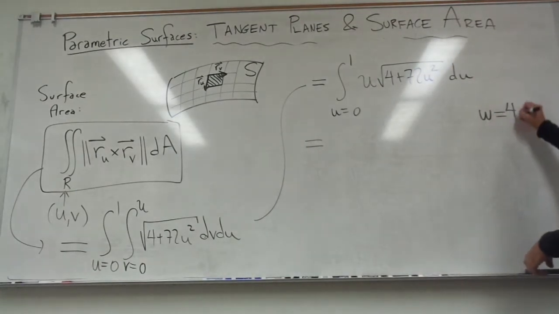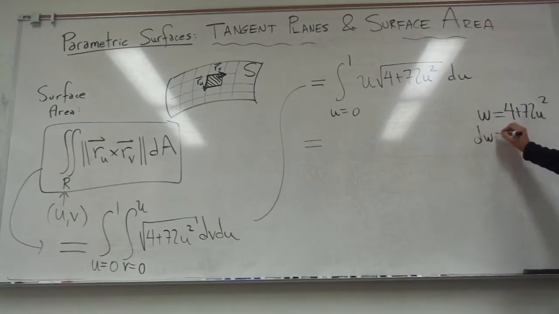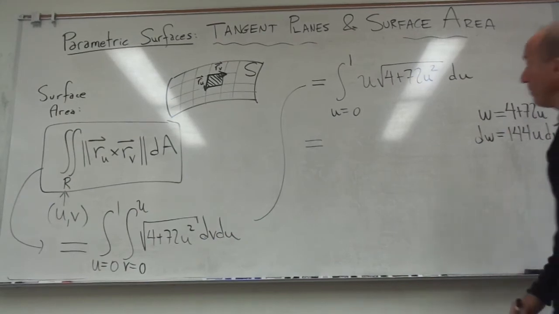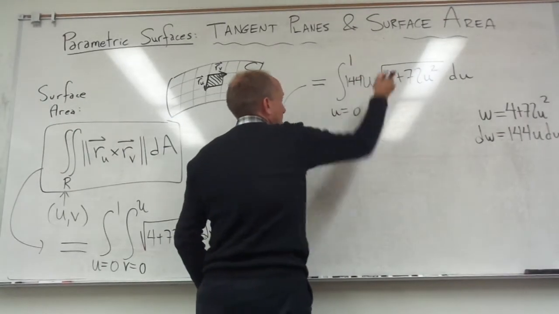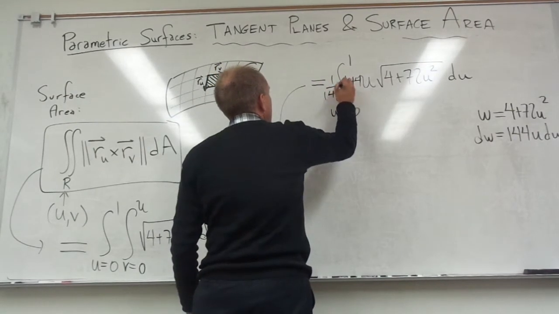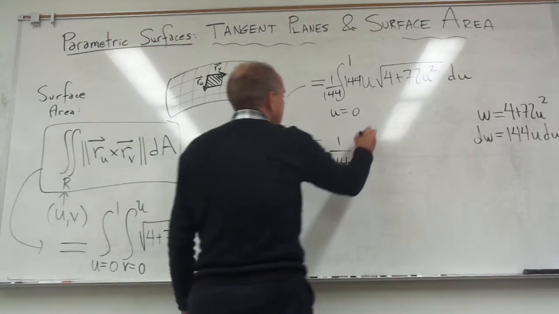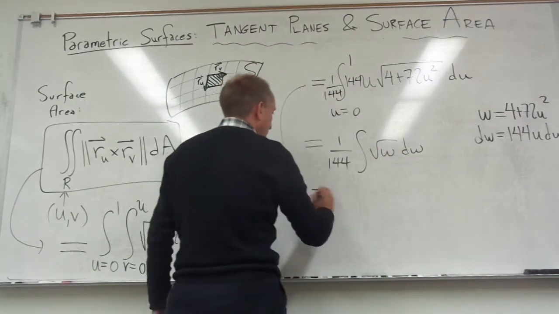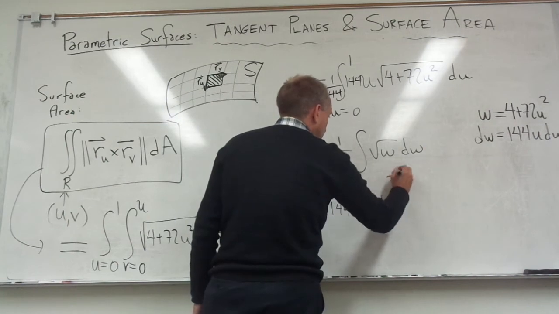If I take the part under the radical and refer to that as w, then the derivative of that, which is dw, would just be 144u times du. So I need to put a factor of 144 in there to fill out my dw that I'm going to substitute, but I have to pay the price for that by putting a 1 over 144 out in front. And after I do that, I've really just got the integral of the square root of w dw, and that's going to give me 1 over 144 times 2/3 of w to the 3/2.